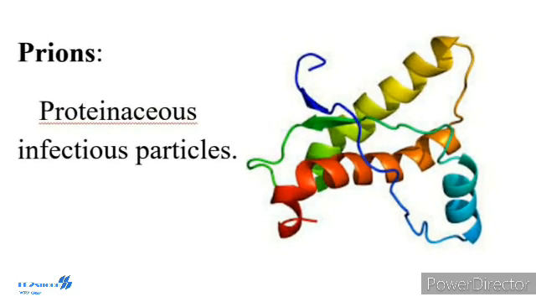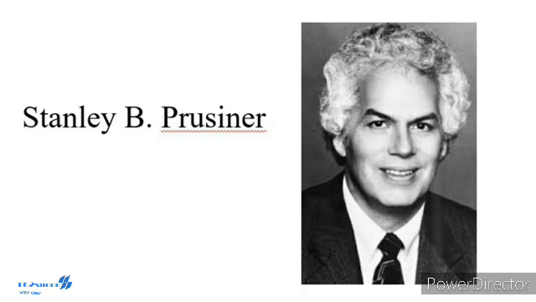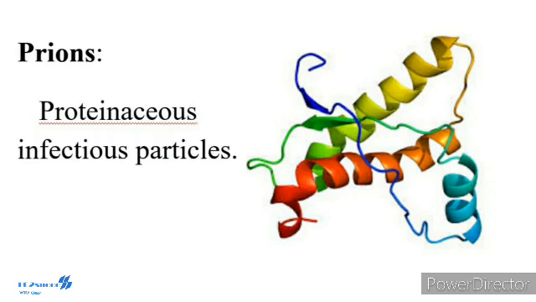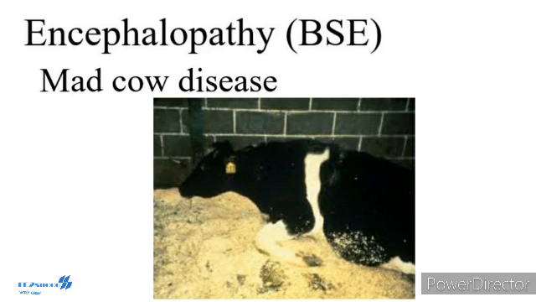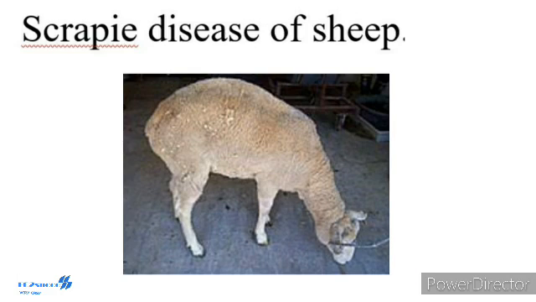Next one, prions. Prions were discovered by Stanley B. Prusiner in the year 1982, and are proteinaceous infectious particles. They are the causative agents of about a dozen fatal degenerative disorders of the central nervous system of humans and other animals. For example, Creutzfeldt-Jakob disease (CJD), bovine spongiform encephalopathy, commonly known as mad cow disease, and scrapie disease of sheep.